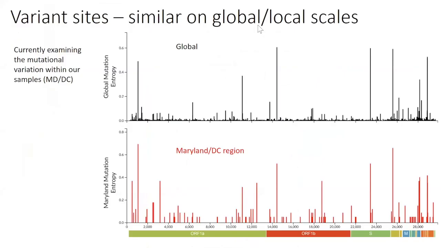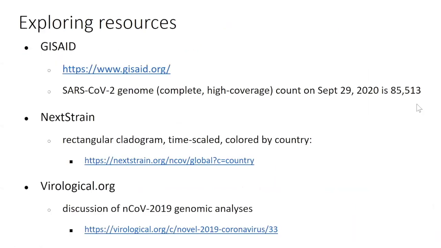So this is just depicting variability globally and in Maryland. You can see that the same sites that were variable in Maryland were variable globally, so it's representative. And now I'm going to show you some of these tools.